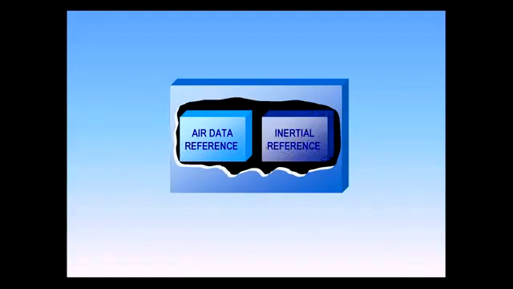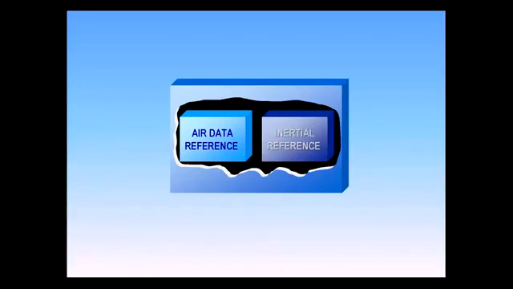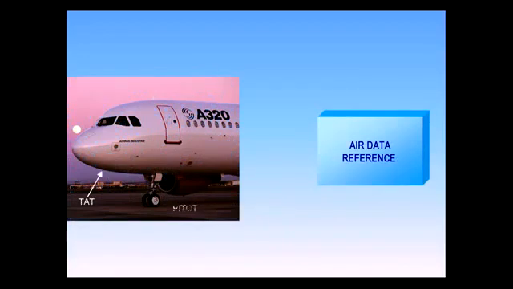Each ADIRS combines an Air Data Reference Computer, or ADR, and a Laser Gyro Inertial Reference System, or IR. The ADR and IR systems of each ADIRS operate independently, and failure of one system will not cause failure of the other. The ADR receives information from aircraft probes and sensors.